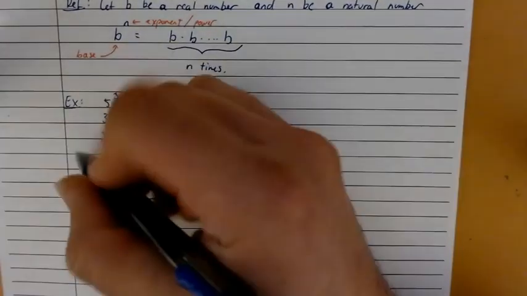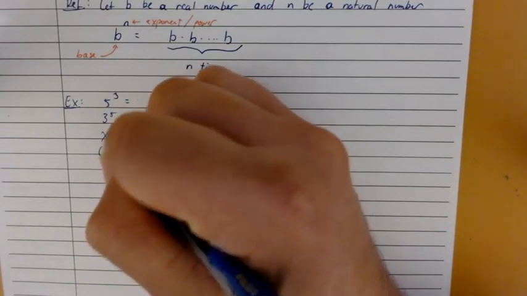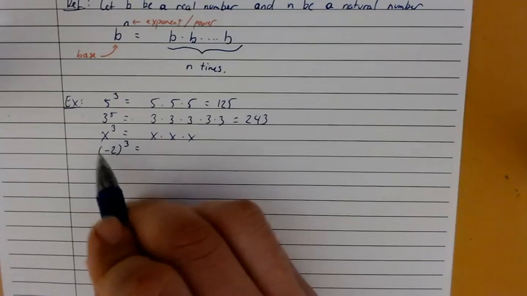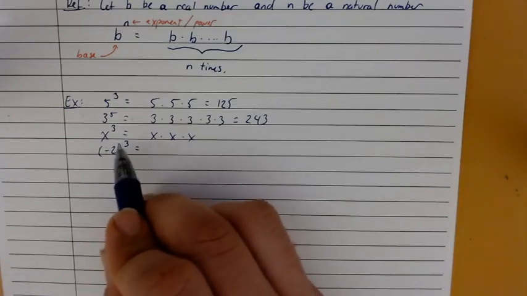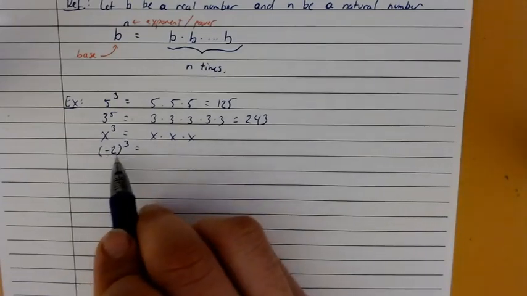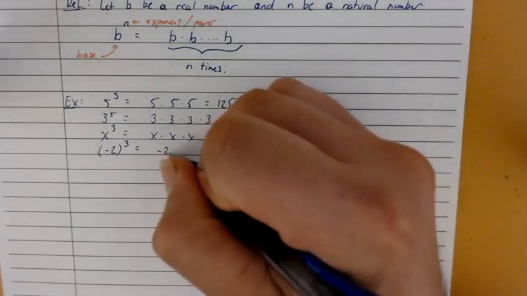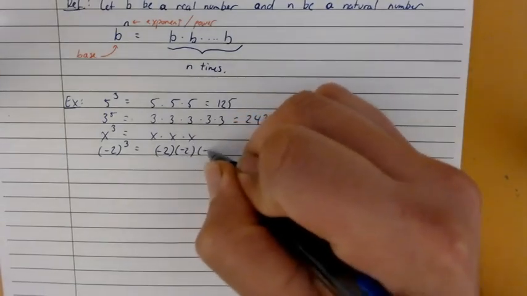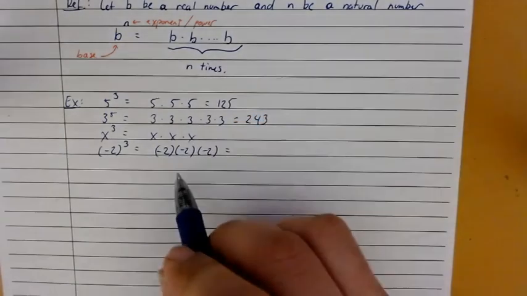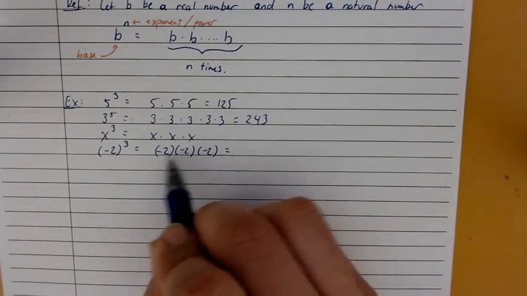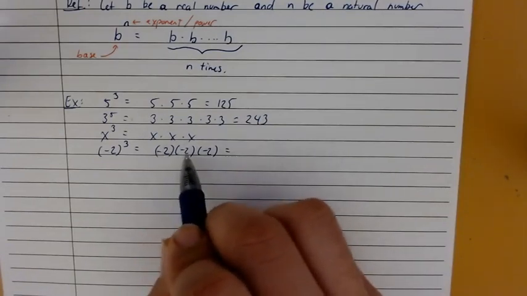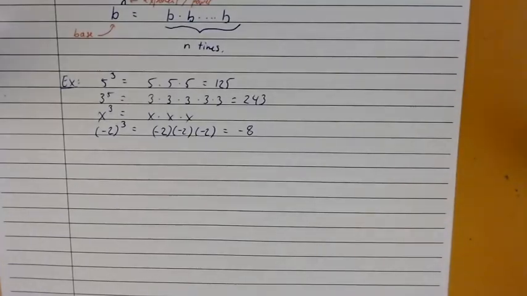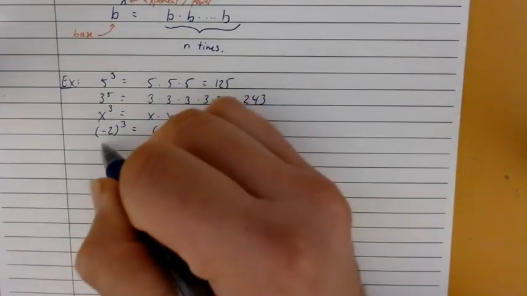A little word on notation. If you have something in parentheses that's being raised to a power, then everything in the parentheses is going to be multiplied times itself 3 times. So here if you say negative 2 in parentheses to the power 3, that's negative 2, the whole thing including the negative, times another negative 2, times another negative 2. Like this. Where negative 2 times negative 2 is positive 4. And then positive 4 times another negative 2 would give us negative 8. Just like that.